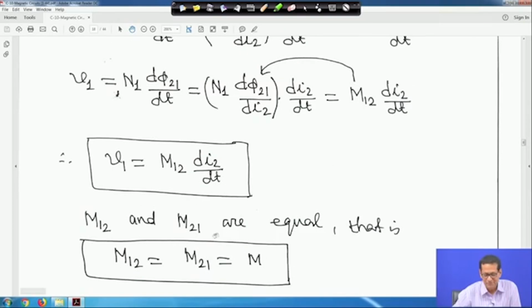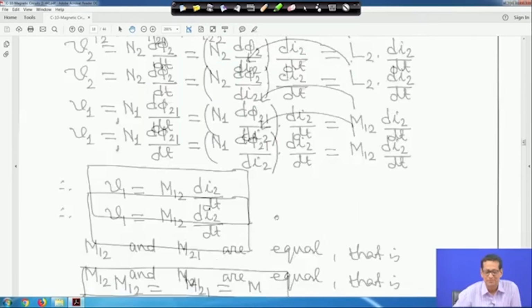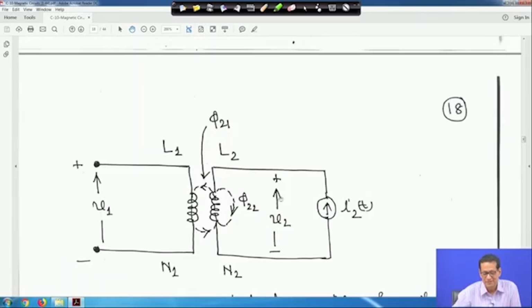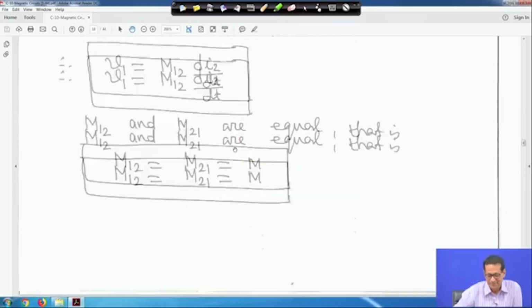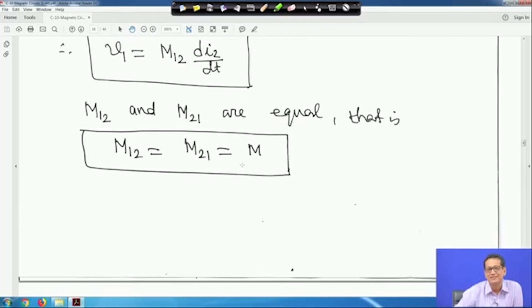But M12 and M21 are equal, that is M12 is equal to M21 is equal to M. It cannot be different, this way or that way, mutual inductance has to be the same. So M is actually M12 equal to M21. I did not put equation numbers, I am just going step by step so it is understandable to you.